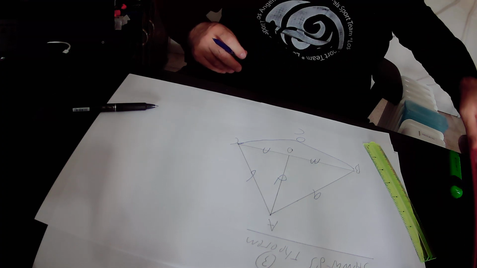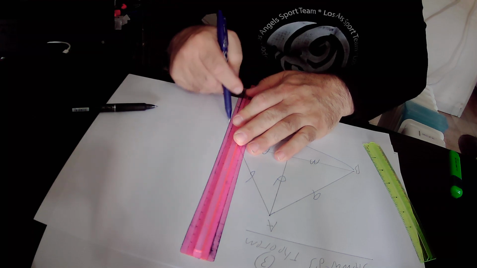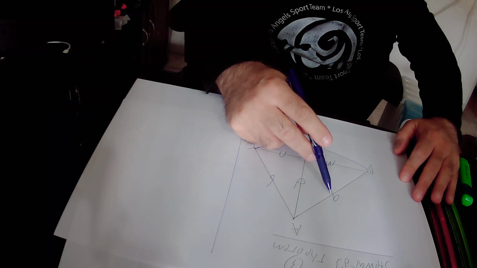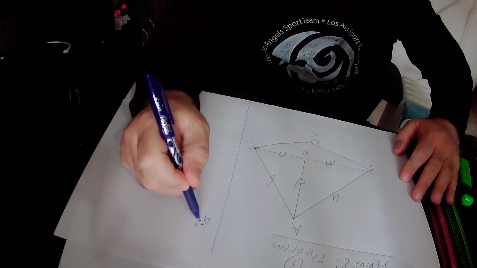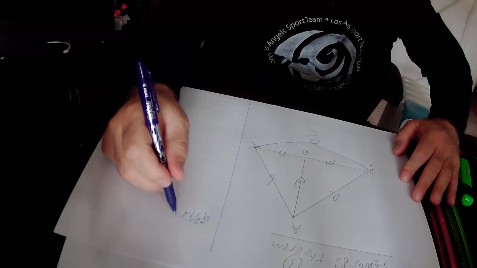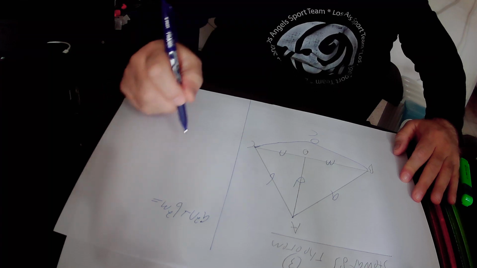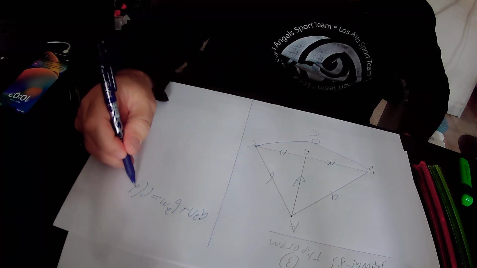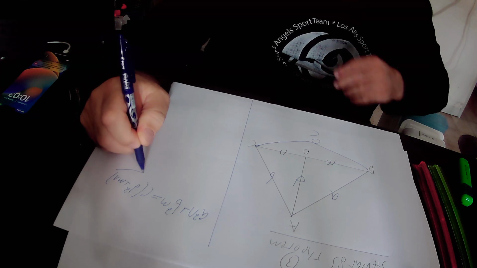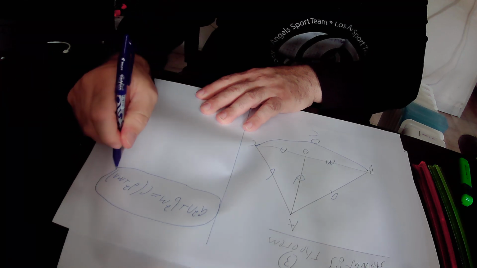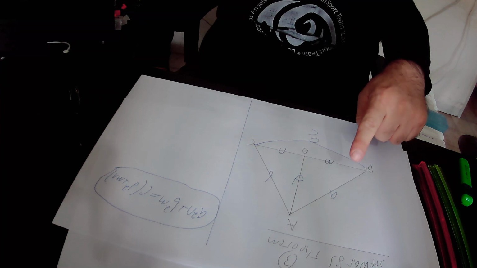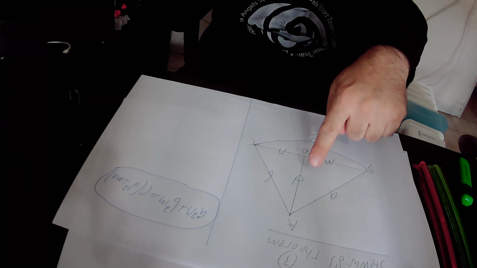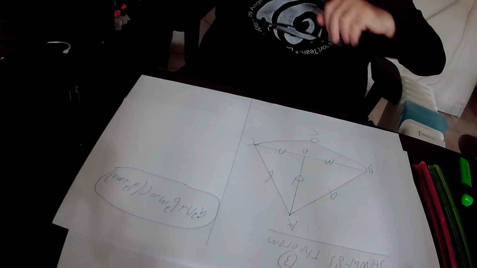So, according to Stewart's theorem, the following equation is true. That a squared times n plus b squared times m equals c, c is the length of side BC, c, and inside the brackets we have d squared plus m times n. Okay? So according to Stewart's theorem, this equation is true in any triangle. That a squared times n plus b squared times m equals c, and inside the brackets we have d squared plus m times n. Okay?